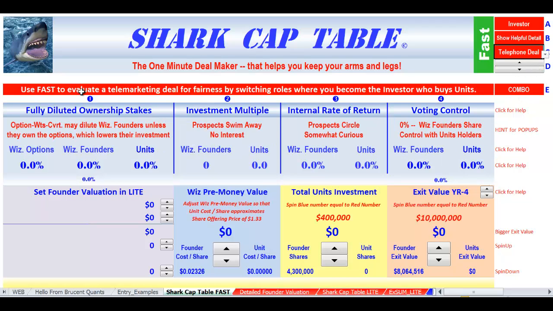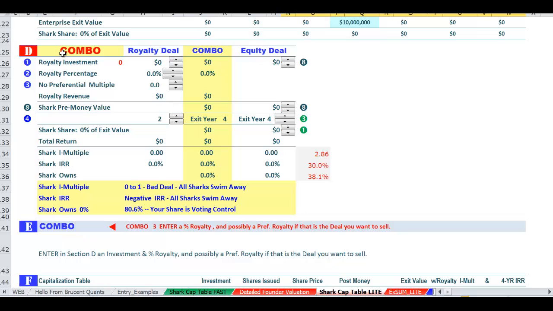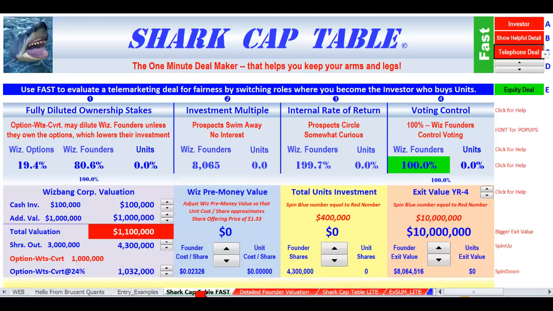And then we still have red here that says use fast to evaluate a telemarketing deal for fairness by switching roles where you become the investor who buys units. But it says it's still in the combo mode, so go over here to Shark Cap Table Light and scroll up to where it says combo and click down here and make sure it's the equity deal. So that's the section D. Shark Cap Table Light, then come back to Fast, and we'll be ready to go.